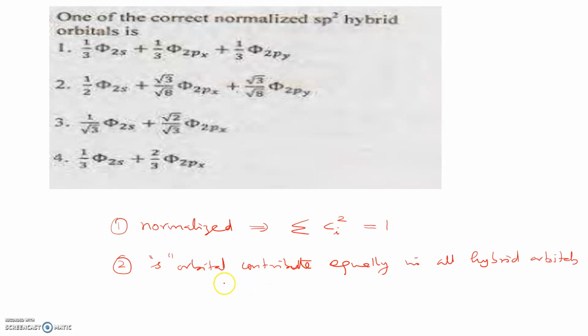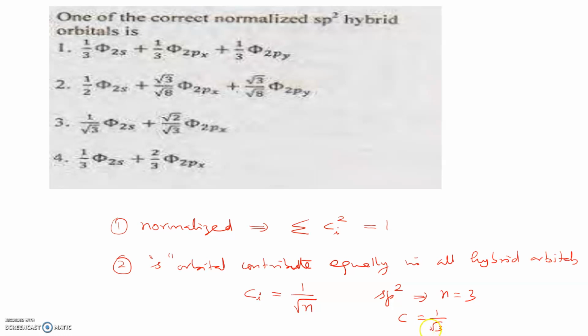Listen, so that means the coefficient corresponds to s orbital should have the value 1 by square root of n, where n is how many atomic orbitals combine and form the hybrid orbital. Say for example, for this question, sp2 hybrid orbital is given. So here one s orbital and two p orbitals combine and form sp2, so n value is 3 here. Therefore the coefficient corresponds to s orbital should be 1 by square root of 3, right?